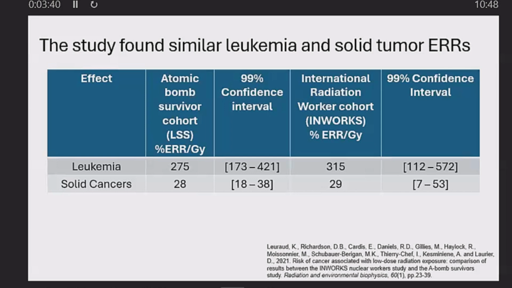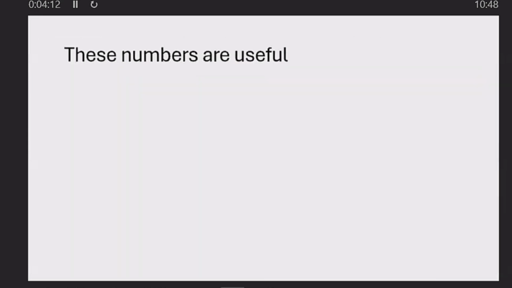Note one thing though, these are the uncertainty bars. Even though it's tens of thousands of people, these uncertainties are very, very large. These are 99% confidence intervals, right? So even when you're tracking 260,000 people, so few of them are getting cancer above what people normally would get, that you still have such a high uncertainty to this number, right? Okay, these numbers are useful.